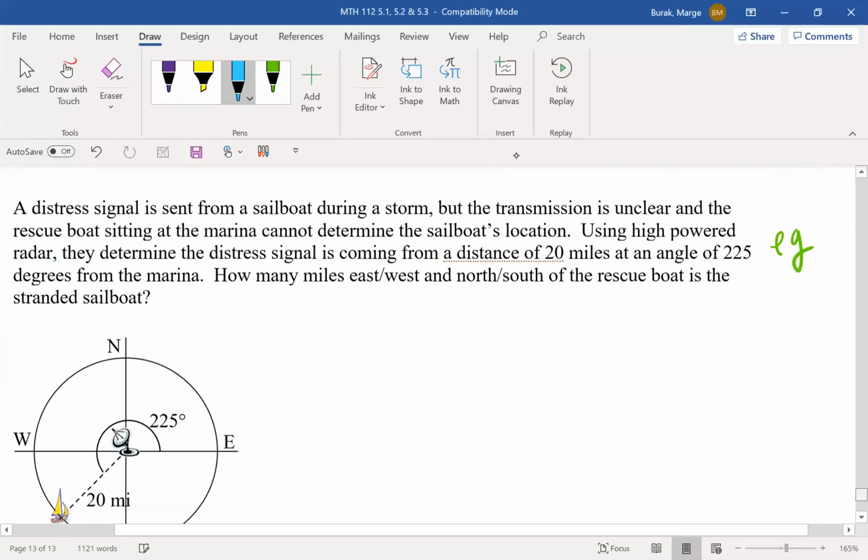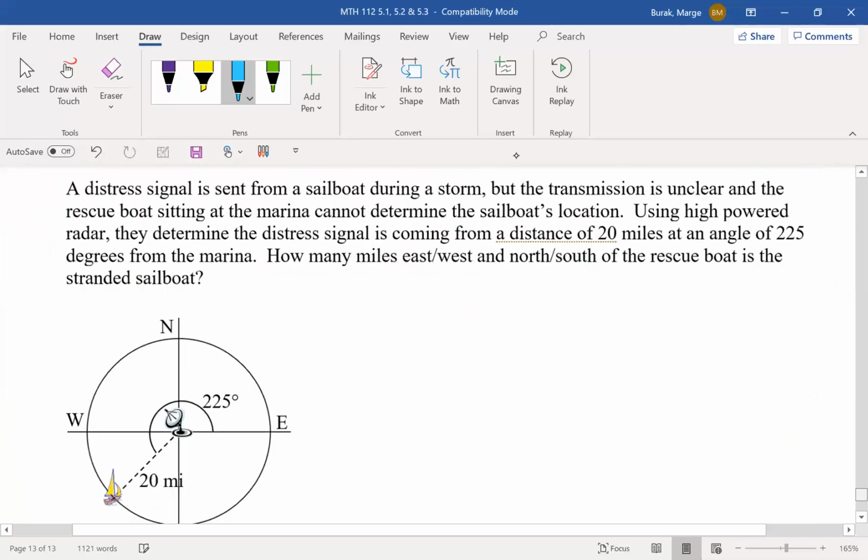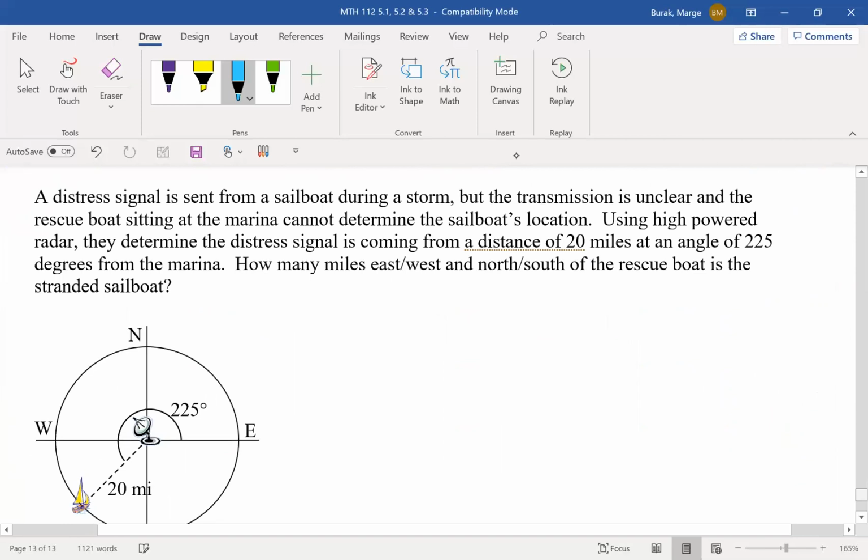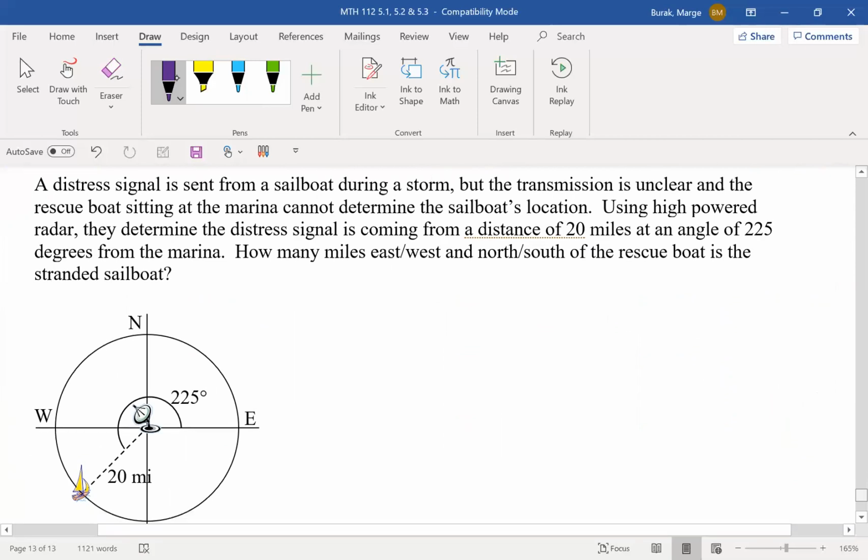One more thing, let's do an application. Okay, this is in your textbook, which you can read after these videos and clarify some things; it goes a little more into depth on examples. So a distress signal is sent from a sailboat during a storm, but the transmission is unclear. The rescue boat sitting at the marina cannot determine the sailboat's location.